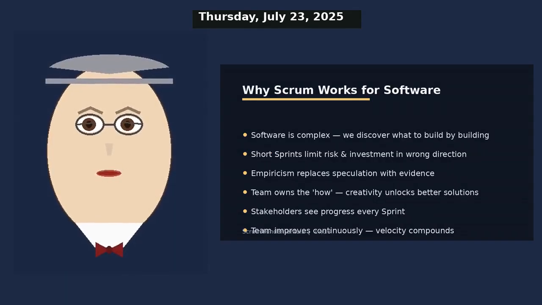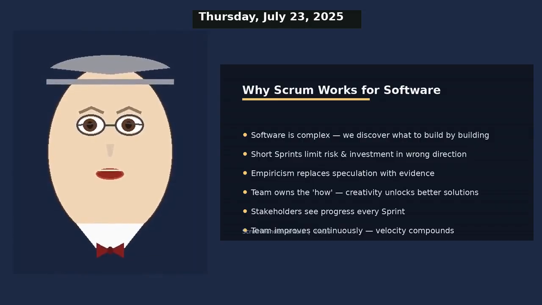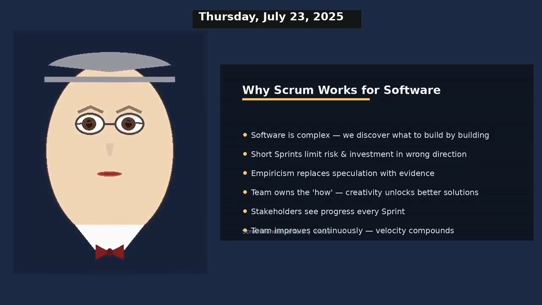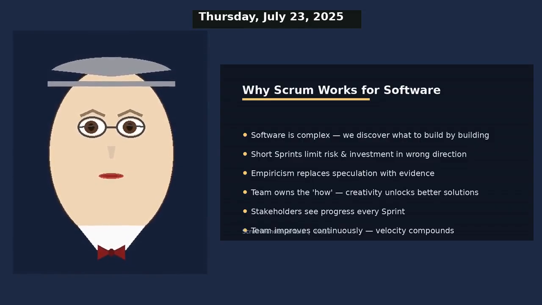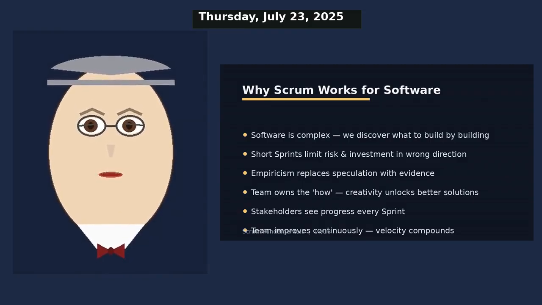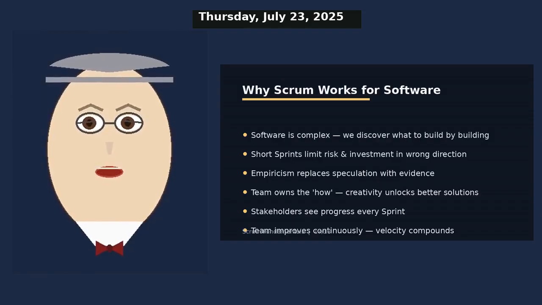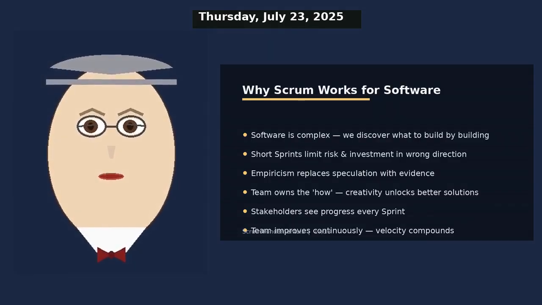Scrum works because it embraces uncertainty. Software development is complex. We discover what to build by building it. Short sprints limit risks. Empiricism guides decisions. The team owns the how. Stakeholders see progress every sprint. When done well, Scrum delivers value early and often, and the team gets better at delivering value over time.